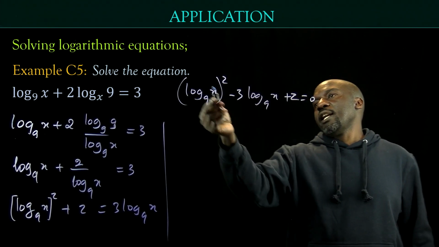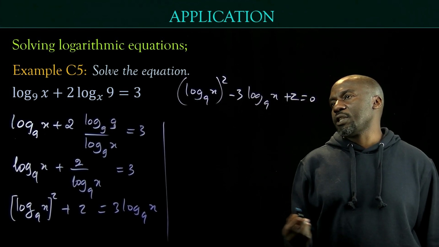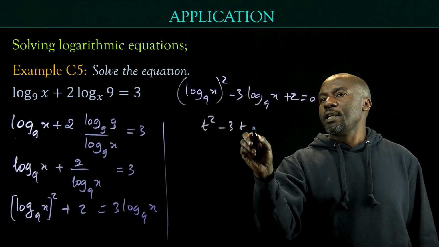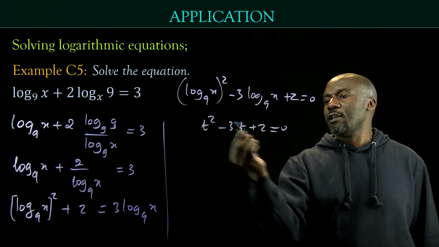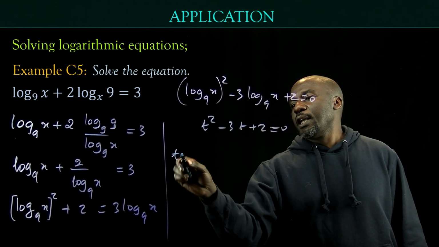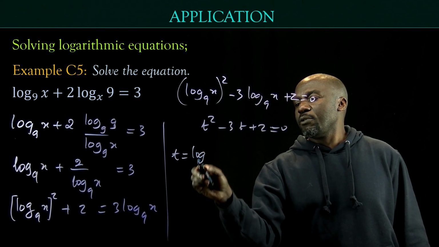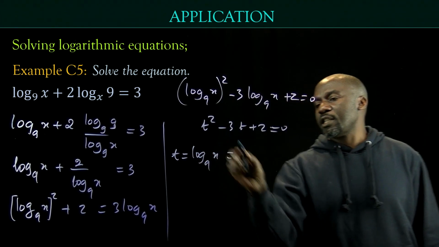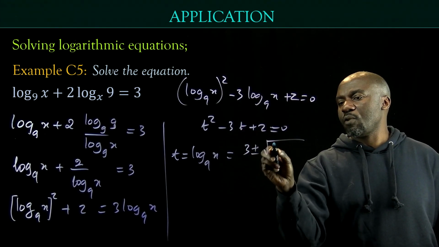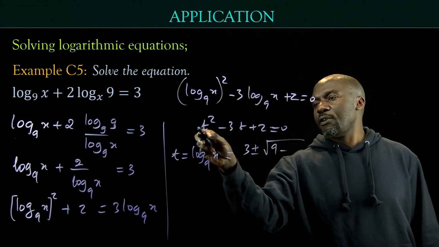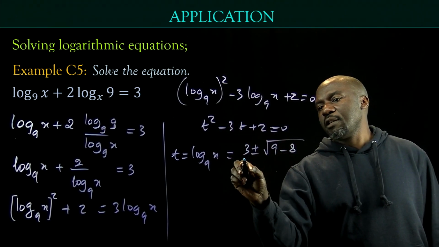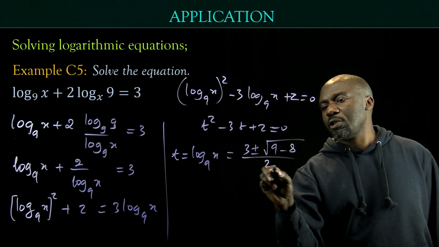Okay, we can let this temporarily be t or whatever you like. So t squared minus 3t plus 2 equals 0. This is a quadratic equation, using the formula t, which by the way is log to base 9 of x, must be minus b, which is 3, plus minus the square root of b squared, which is 9, minus 4 times a times c, which is 8, everything divided by 2a, which is 2.